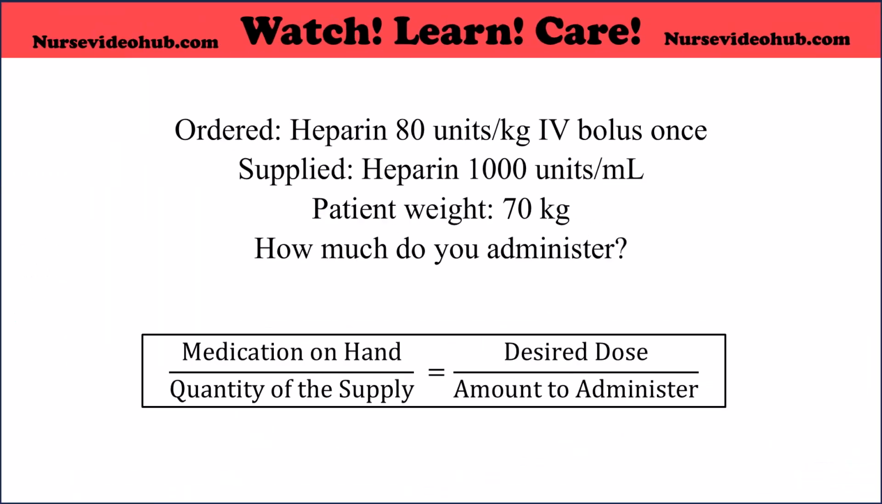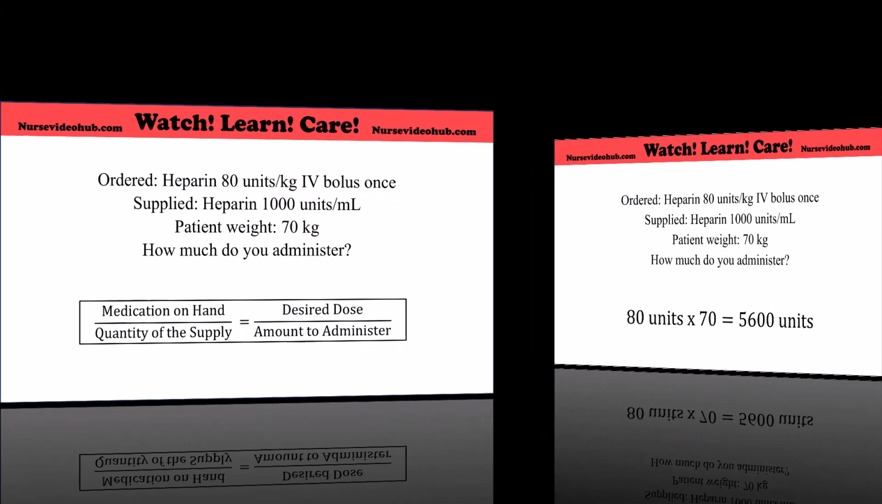Here's the first scenario, administering a heparin bolus. The medication ordered is heparin 80 units per kilogram IV bolus once. The medication supplied is 1,000 units per mL. The patient's weight is 70 kilograms. We'll use the ratio proportion method to determine the correct dosage.